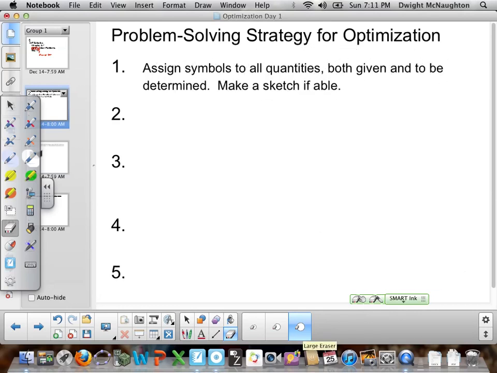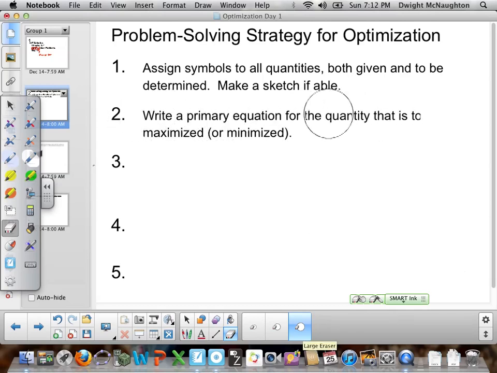Assign symbols to all quantities, both given and to be determined. Make a sketch if able. So everything you know and you don't know, give it a variable. Say, okay, x equals this, y equals that. If you're talking height, call it h. If you got a circle, make a radius. All right? Step 2, make a primary equation.